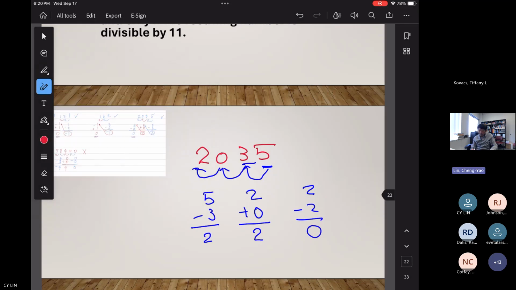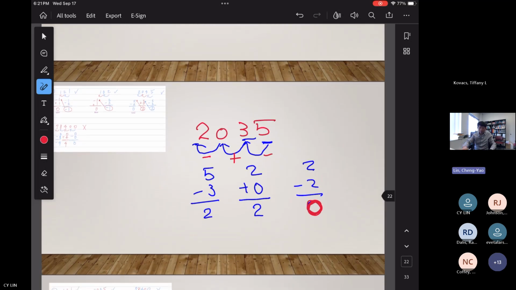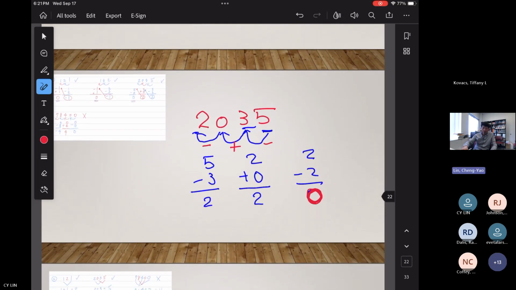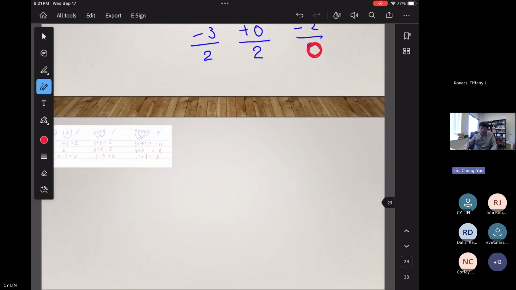So the first one is a subtract, second one is a plus, and next one is subtract. So therefore, this is a 0. So therefore, this is divisible by 11. Does that make sense to you for this one? Yes. All right. This is method 1, okay? How about method 2?